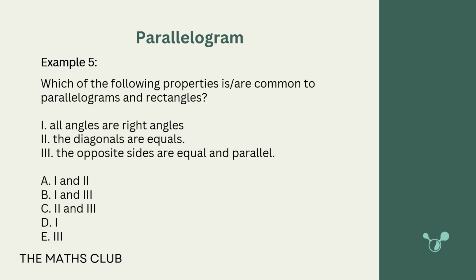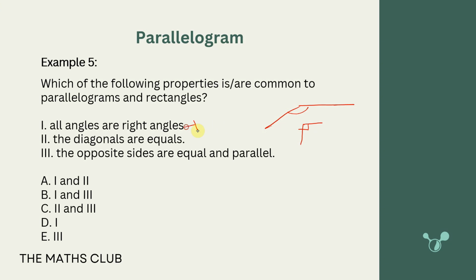Great. Example 5 now says, which of the following properties is or are common to parallelograms and rectangles? First, all angles are right angles. Is that correct? No. We know that for parallelograms, there are times that it bends, right? Parallelograms bend. So as far as it bends, it cannot make 90 degrees with the other side. So what do I mean? This is a parallelogram and it's bending here. It's not going to make 90 degrees now. 90 degrees is something like this, right? And that is what is characteristic of a rectangle. So while it is true for a rectangle, it's not true for a parallelogram.